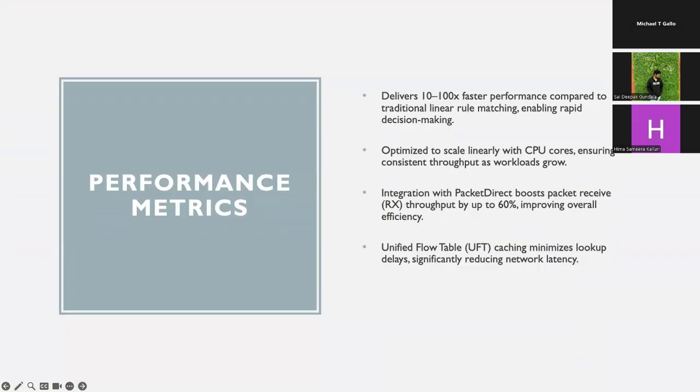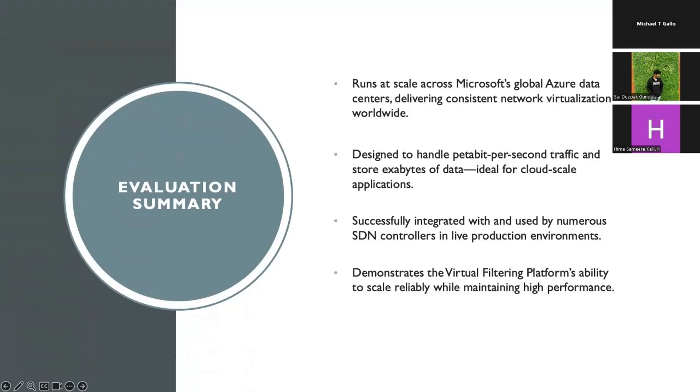Coming to the evaluation summary. VFP operates globally within Microsoft Azure, deployed on millions of hosts. This ensures that the same networking platform and performance are consistently available across all Azure regions. The platform is built for extreme scale, capable of processing petabytes per second and managing exabytes of data. This makes it suitable for the largest cloud workloads and tenants. Altogether, these factors highlight how VFP meets the demands of hyperscale cloud environments while still delivering consistent reliability and high throughput.